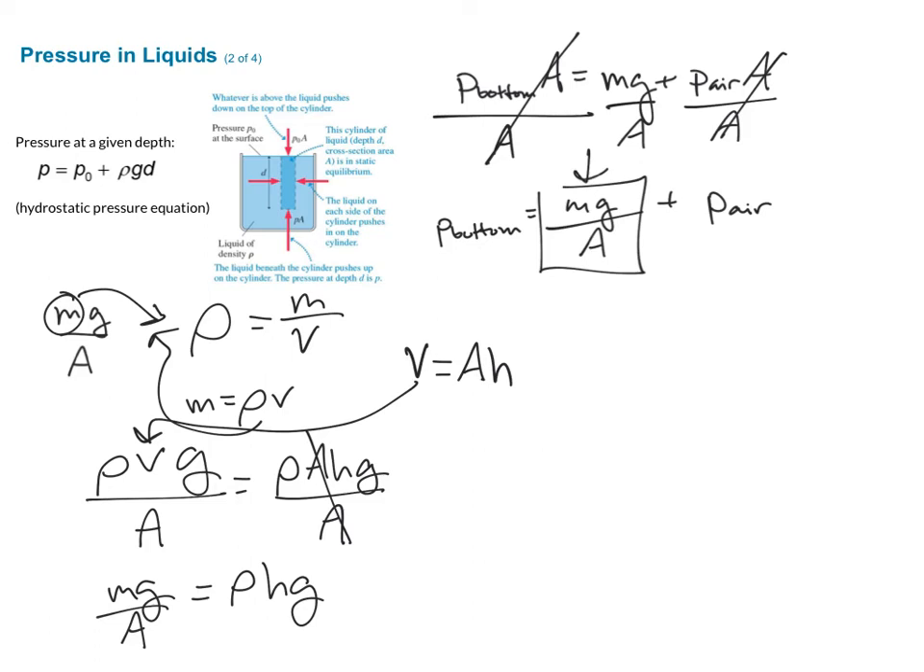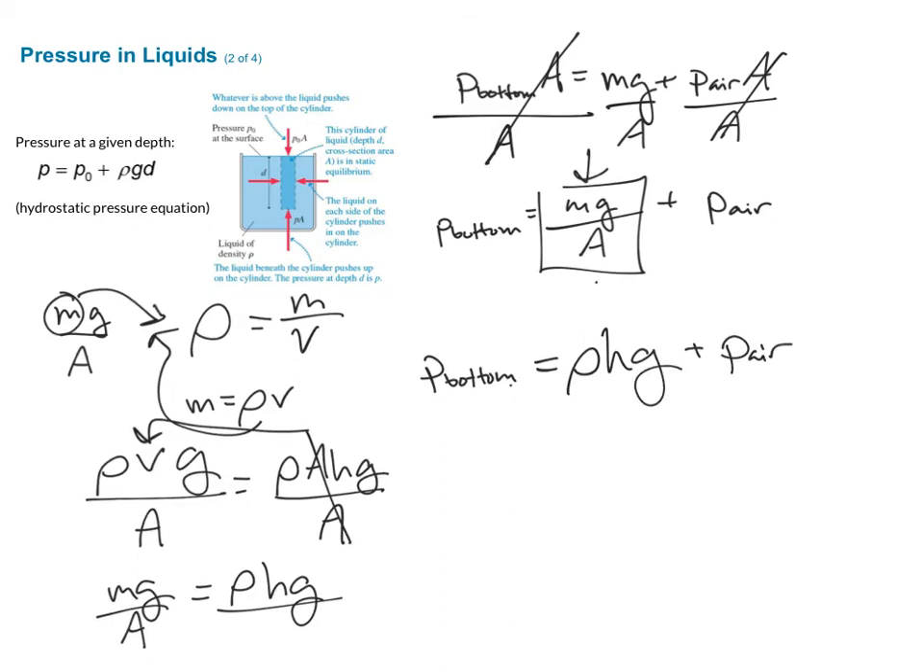Let's see, I need to erase to make some room. I'm going to get rid of that for a second. Okay, so we're going to plug this in for mg over A. We get that the pressure at the bottom of the cup equals rho, which is the density of the liquid, times the height of the cup, times g, plus pressure of the air.